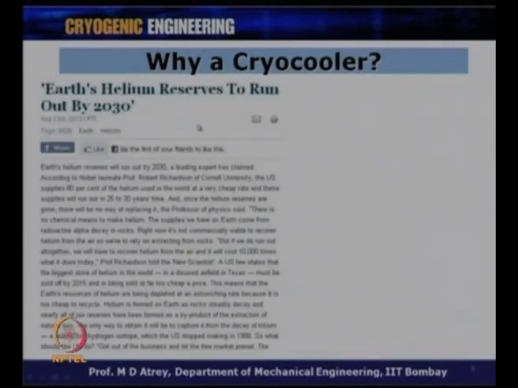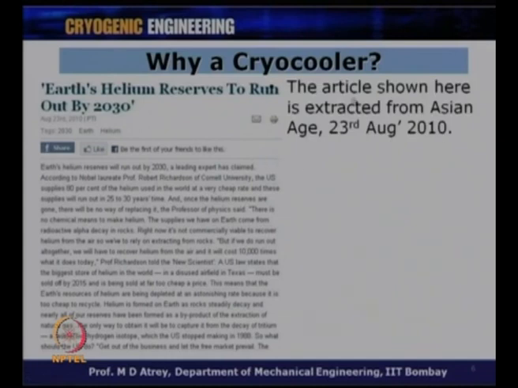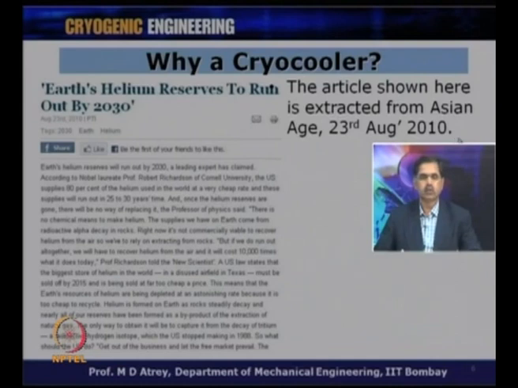I will just go through the title of this particular paper. This article shown here is an extract from the Asian Age on 23rd August 2010. What does it say? It says that Earth's helium reserves will run out by 2030. Earth's reserves are obtained mostly in the USA through the rocks or through the different hot springs over there, and this helium reserve is getting depleted over a period of time.